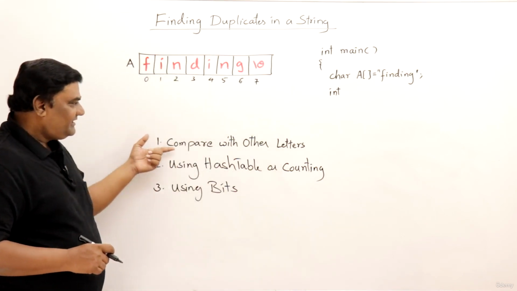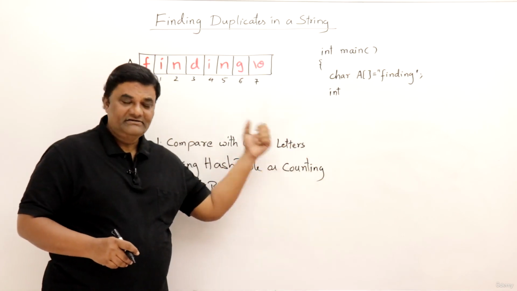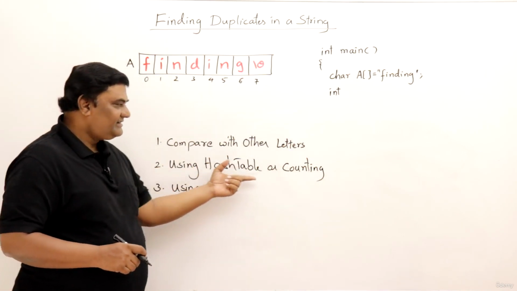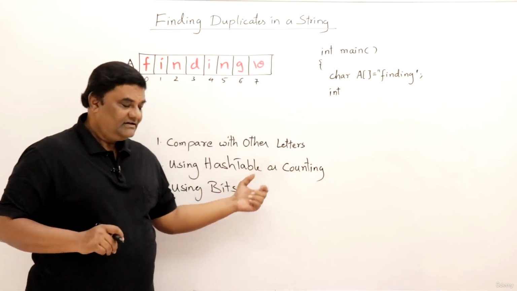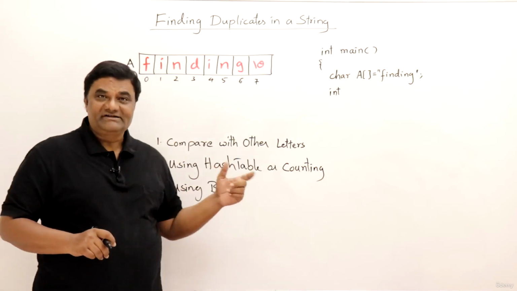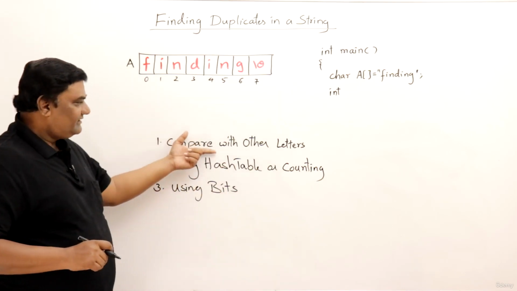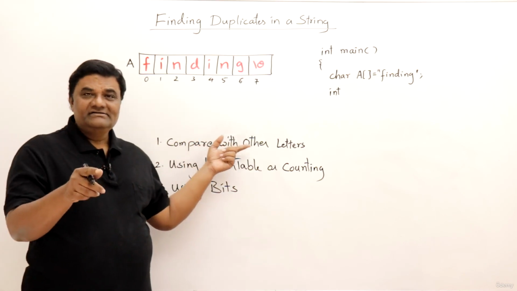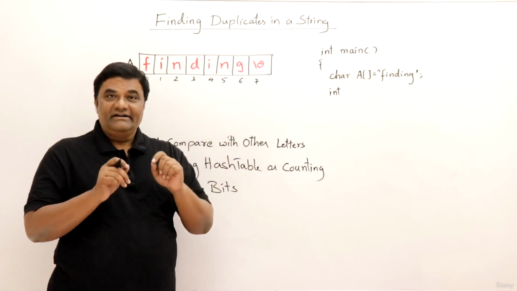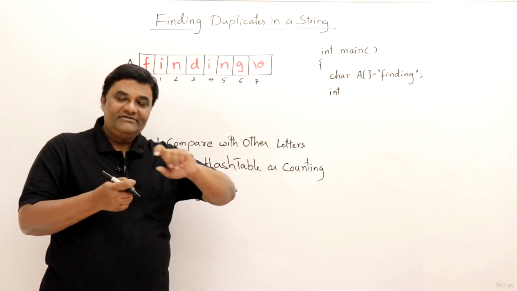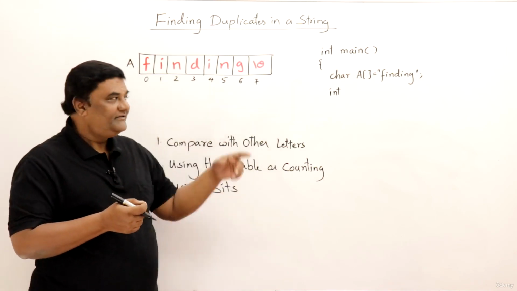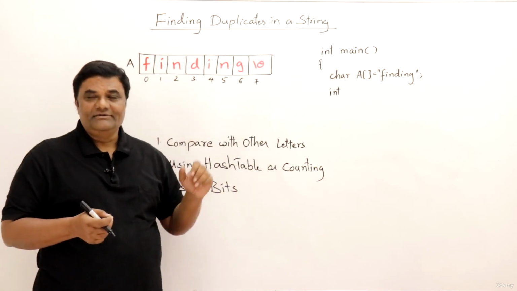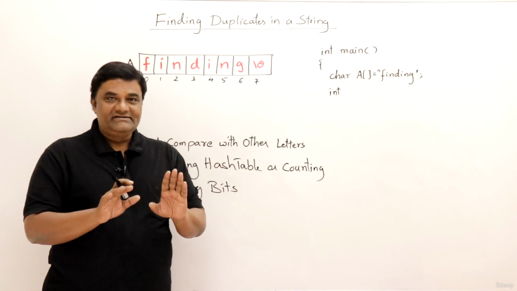See, the first method is comparing with other letters. The second one is using a hash table or counting the letters. The third one is using bits. The first method is the same as what we have learned in arrays, like taking a number and comparing with the rest of the numbers in an array. So we will take an alphabet and compare with the rest of the alphabets in the array. The method is the same.